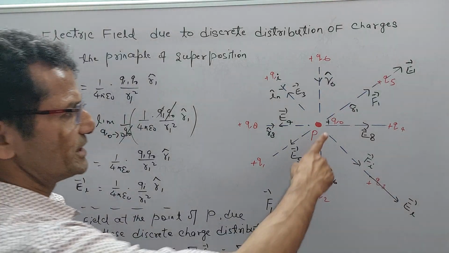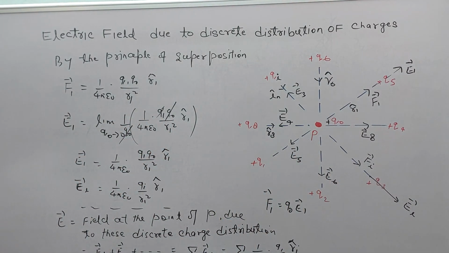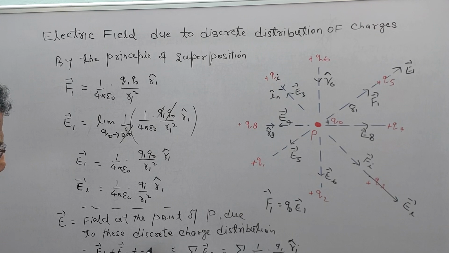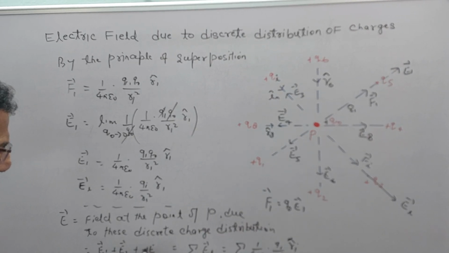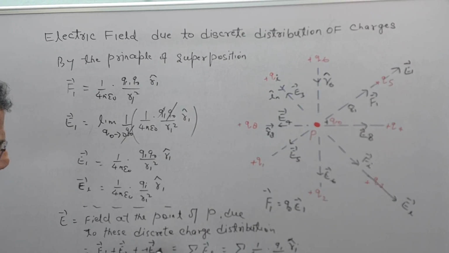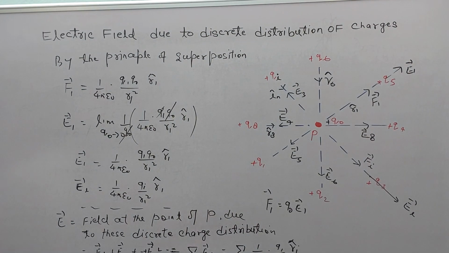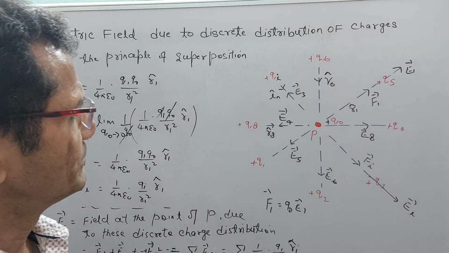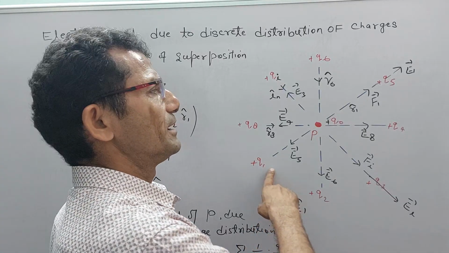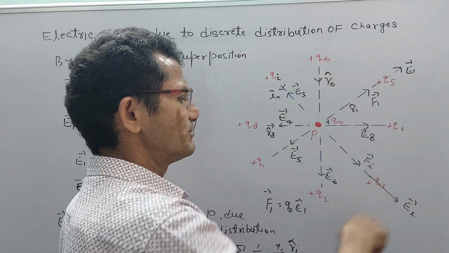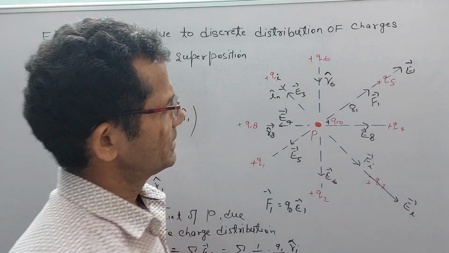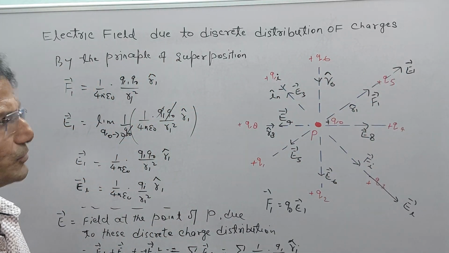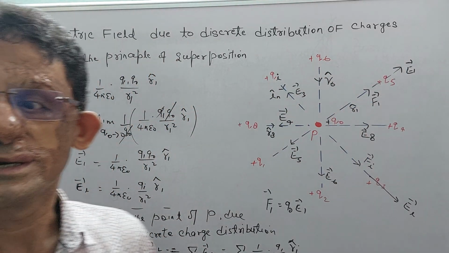So the total electric field at the point P is the vector sum of all these electric fields produced by this discrete charge distribution. We say discrete because the charges are placed at different places, they are not continuous. There is some gap between the charges, so we call this a discrete charge distribution.